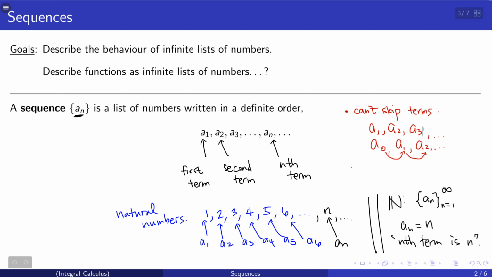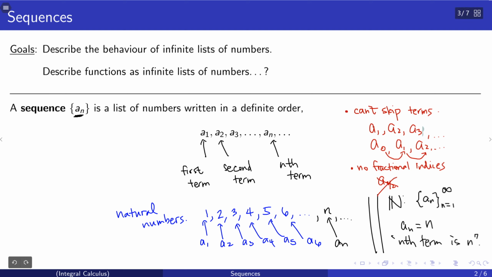Also, there are no fractional indices. So it doesn't make sense for us to talk about, say, a sub 3/2. There's just no 3/2 term here. So it's only going to be indexed by integers.